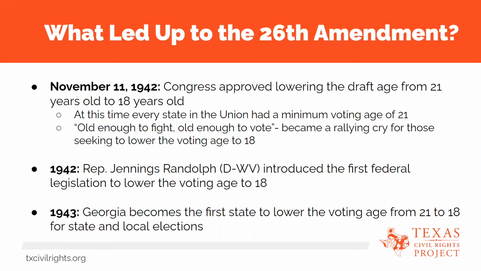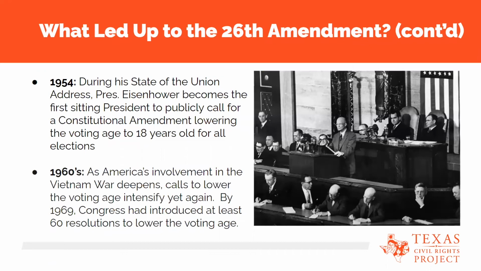Moving forward a year, in 1943, Georgia became the first state to lower the voting age from 21 to 18 for state and local elections. So we skip ahead a few years, and in 1954, during his State of the Union address that year, President Eisenhower becomes the first sitting president to publicly call for a constitutional amendment lowering the voting age to 18 years old for all elections.